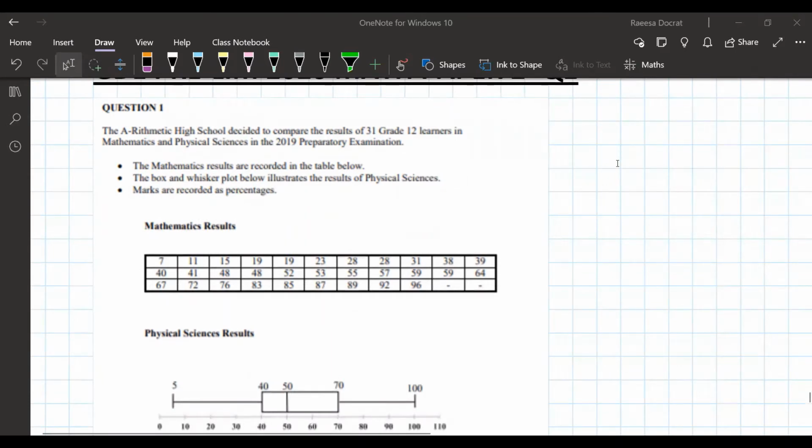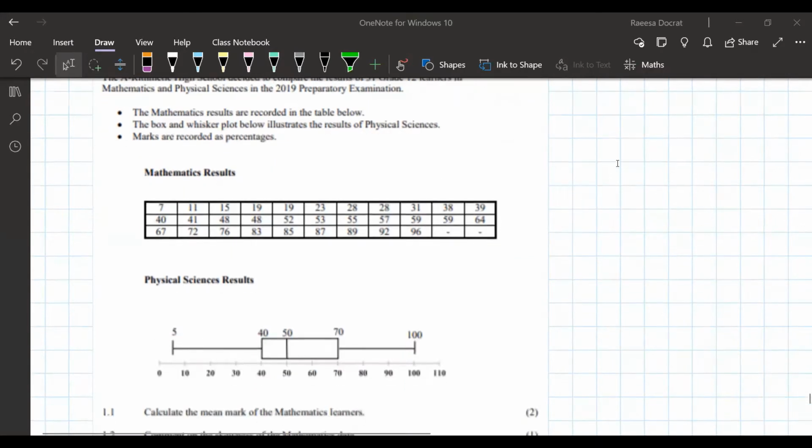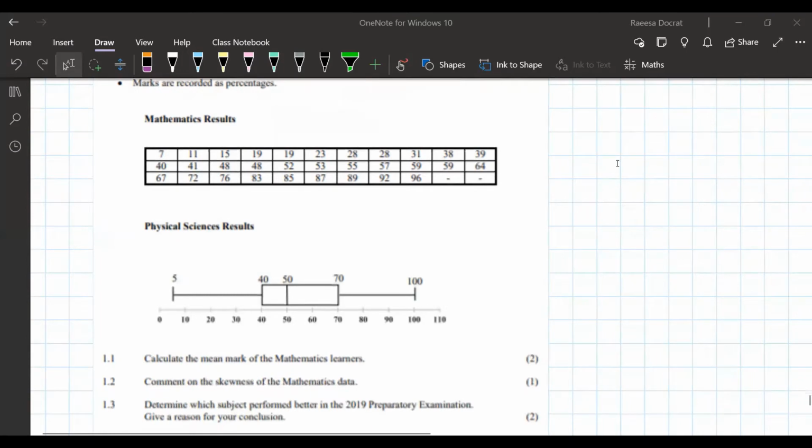It says, the Arithmetic High School decided to compare results of 31 grade 12 learners in mathematics and physics in the 2019 preparatory exam. The mathematics results are shown in the table below, and the box and whisker diagram illustrates the physics results. The marks were recorded as percentages. So it says calculate the mean mark of the mathematics learners. To calculate the mean mark, it's just using the formula.